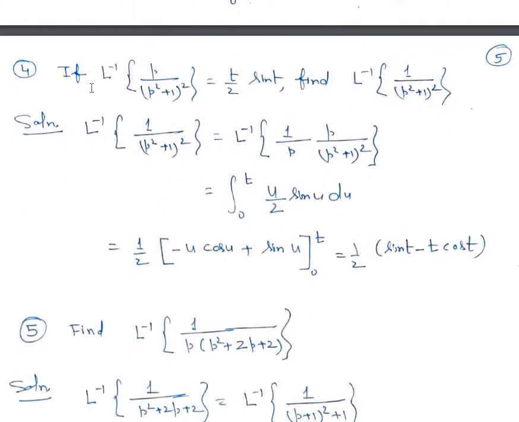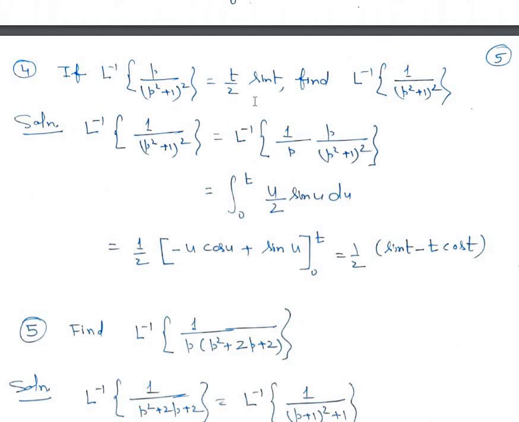Okay, let's take the next example. If L inverse of p upon p square plus 1 whole square is t upon 2 sin t, find L inverse of 1 upon p square plus 1 whole square. So we have to find out L inverse of this. So we start with this L inverse of 1 upon p square plus 1 whole square, dividing by p and multiplying by p. Now what is L inverse of this?